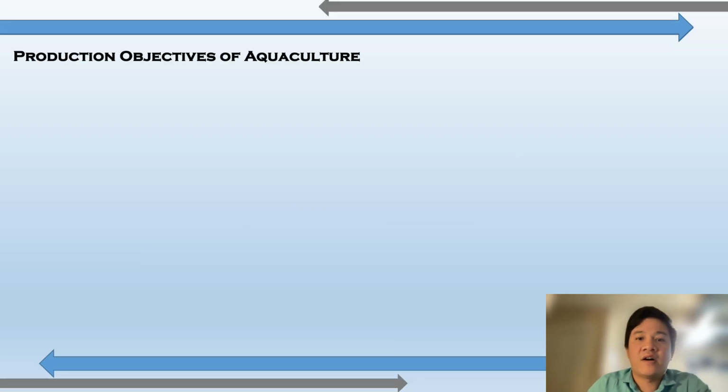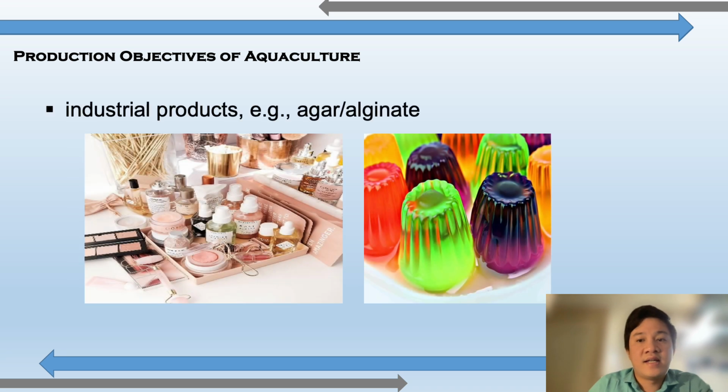So, production objectives of aquaculture include industrial products. Examples are agar and alginate. This product comes through the aquaculture venture of seaweed production. Some of the industrial products, like gelatinized base food, and even in the cosmetic industry, like makeup products, require ingredients originating from seaweeds. And so aquaculture of seaweed is considered one of the top aquaculture ventures through the production of agar and alginate, which are needed for the cosmetics and food industry. Just imagine, a world without seaweed aquaculture is like a world without makeup.